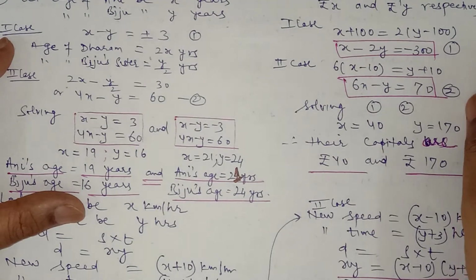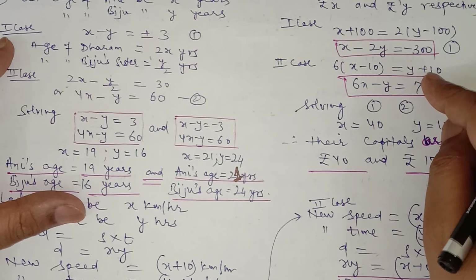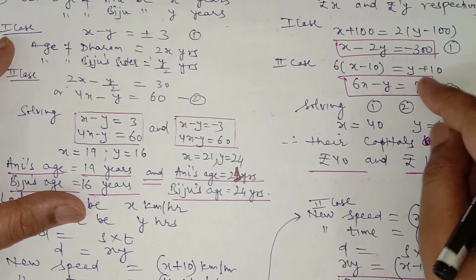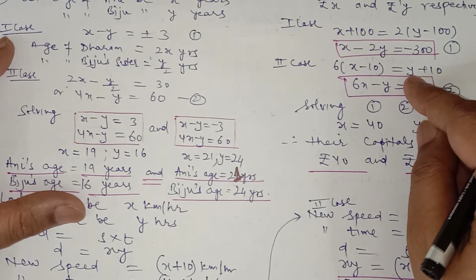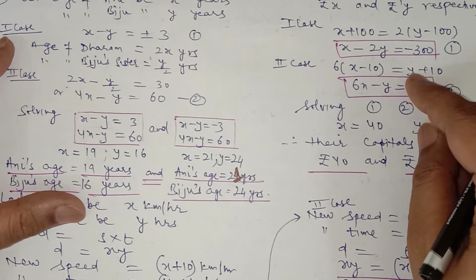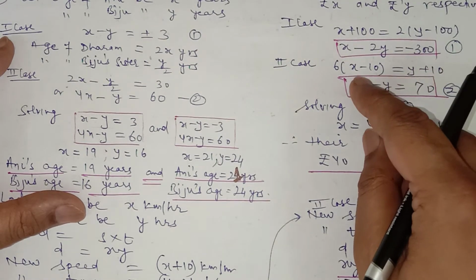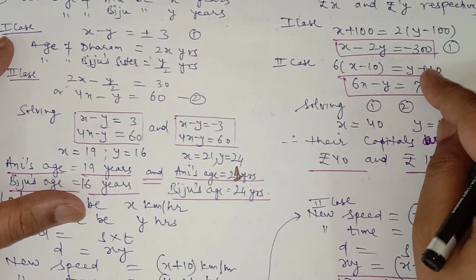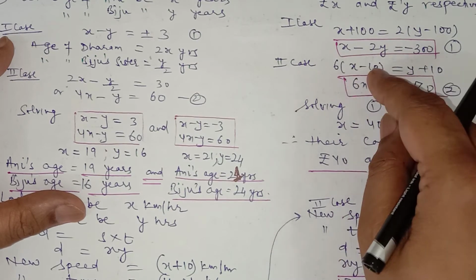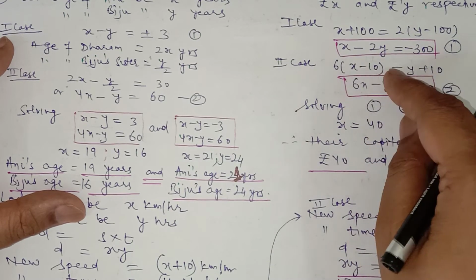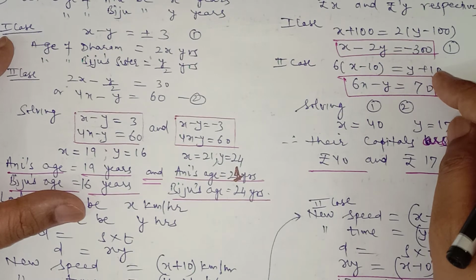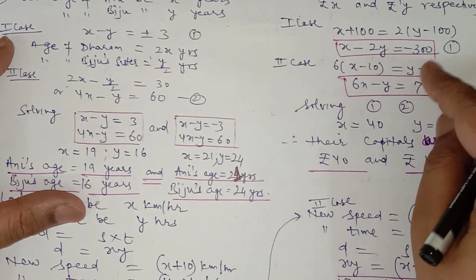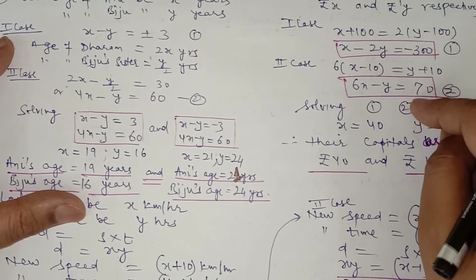In the second case, the second person said, if you give me 10 rupees, I will have 6 times as much money as is left with you. So the first person is giving 10 rupees to the second person. So the money with the second person will become y plus 10 and the money remaining with A will be x minus 10. The second person will have 6 times the money left with the first person. The first person has x minus 10, multiplied by 6 becomes the money the second person will have. Open the bracket, you get the second equation.